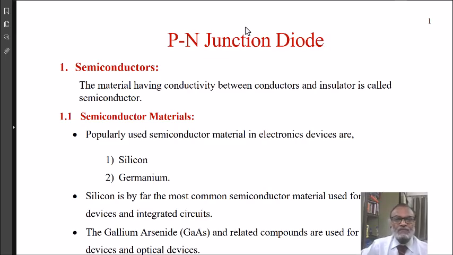Today we are learning a PN junction diode. PN junction diode is a semiconductor device. So let us understand something about semiconductors. Semiconductor is material having conductivity between conductors and insulator. That's why it is called as semiconductor. The popular semiconductor materials are silicon and germanium. Those can be used for electronic device making.